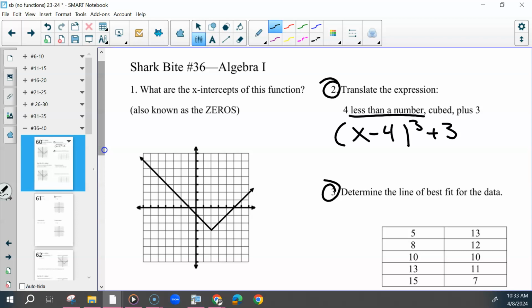If it said for less than a number cubed, comma, then it would be x cubed minus 4, and then plus 3. But the commas make everything different.